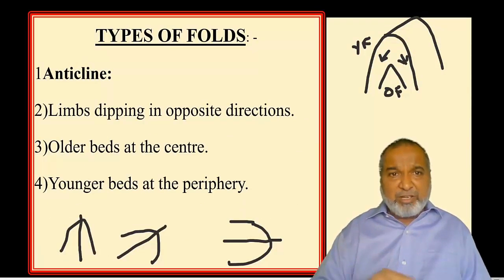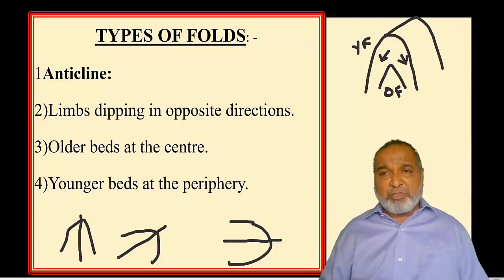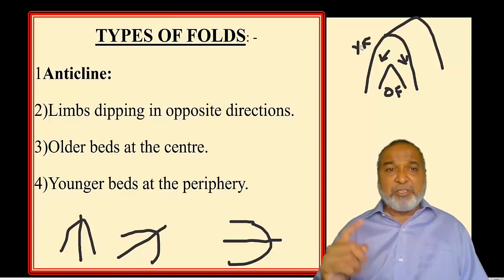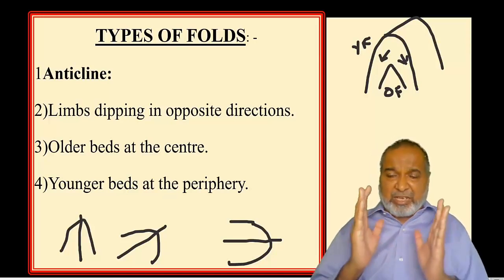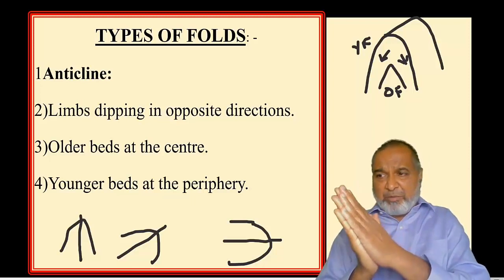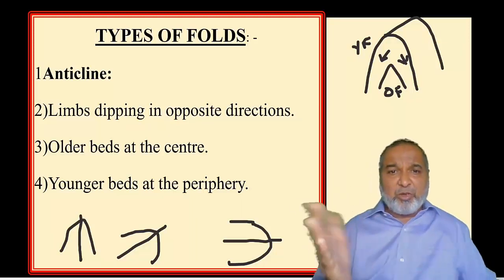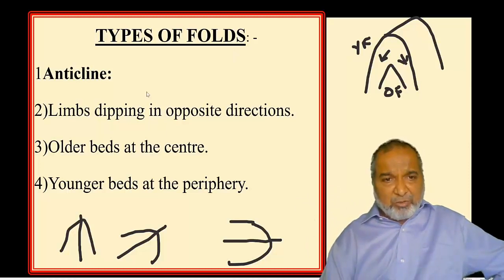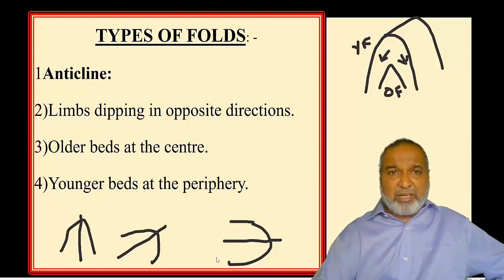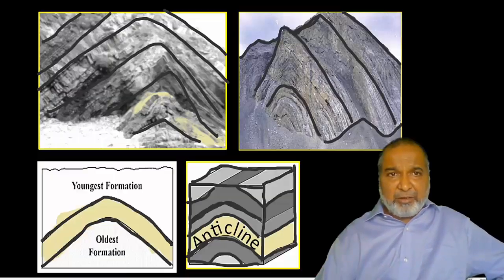And there are important points in this. Limbs are dipping in the opposite side, older formation at the center and younger formation at the periphery. And this axial plane may be vertical, it may be inclined, it may be horizontal. So all three types will be there. So for the axial plane, you can draw the simple diagram. That will be the nature of the fold. Here the axial plane is vertical. Here we have inclined. Here it is horizontal. So these are the three different types in the anticline.